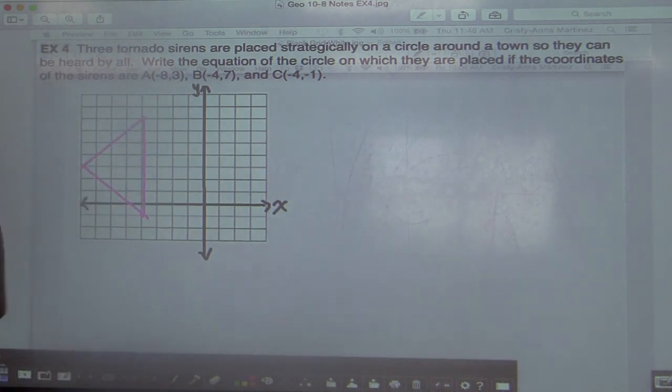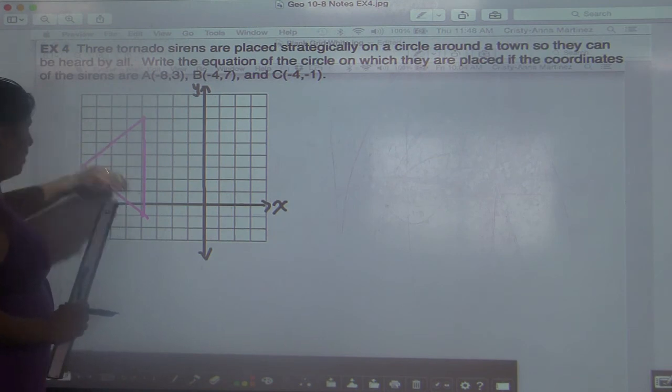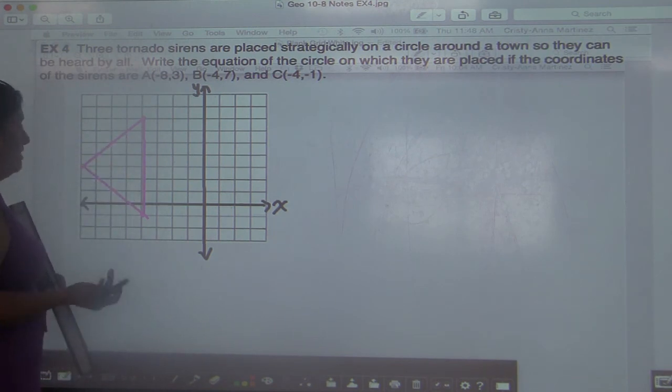Alrighty, and so now what we have to do is construct the perpendicular bisectors of at least 2 sides so we can get the center. So basically we're trying to get a circumscribed circle. We learned back in a few chapters ago that the perpendicular bisectors will all cross in the same point, and that point will be the center of the circumscribed circle. So that's what we're trying to do.